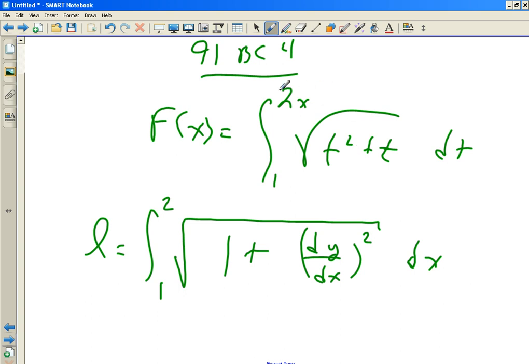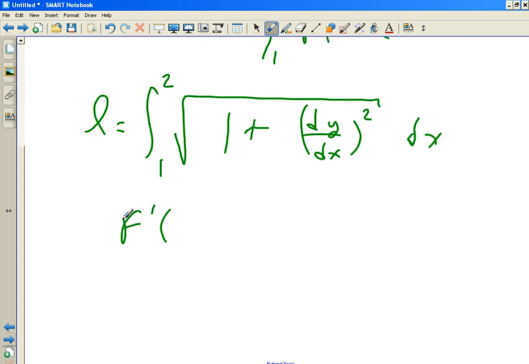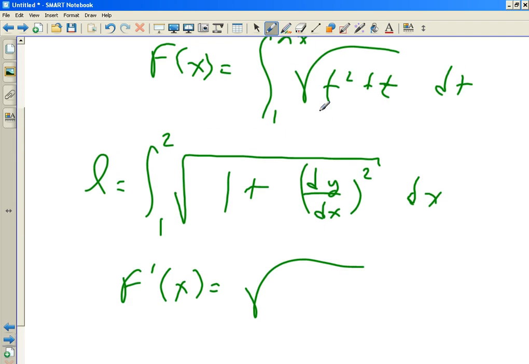So what's the derivative of this? 2. So plug in that and multiply by 2. All right, so let's write that down. Cap F prime of x is the square root of, well, what is it? Plugging in 2x, what happens when you do 2x squared? You get 4x squared, plus 2x, times, don't forget, the 2. Okay, that's the derivative that we're going to use.